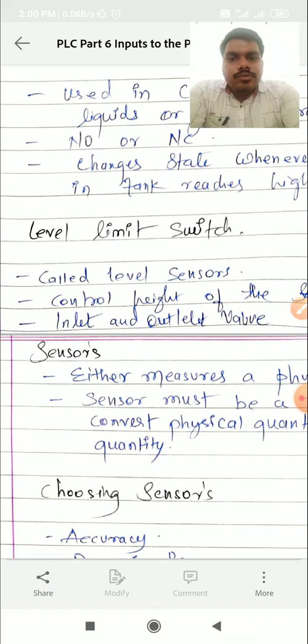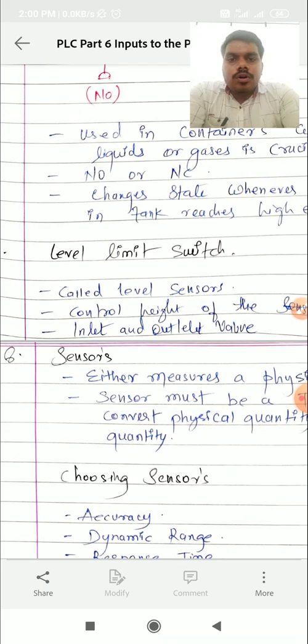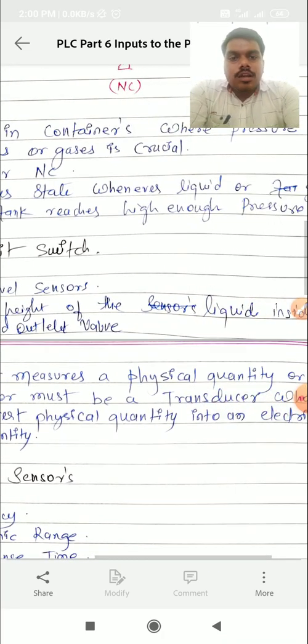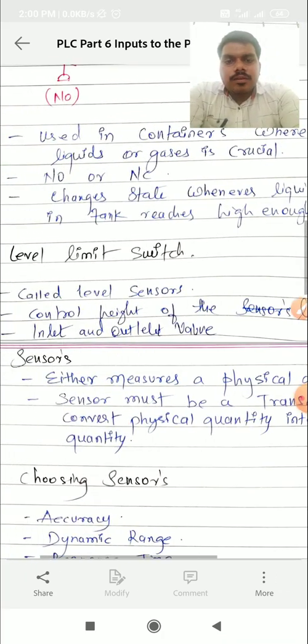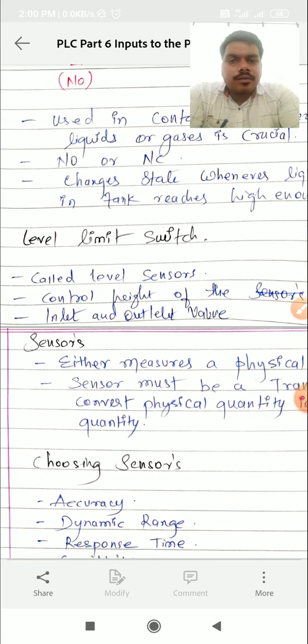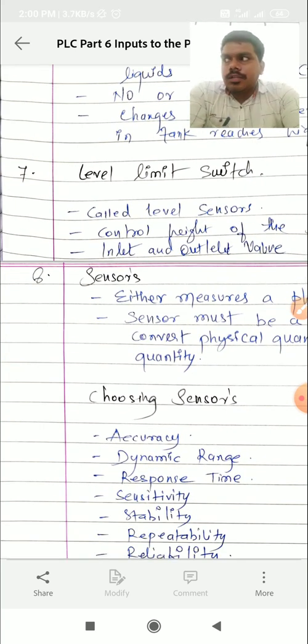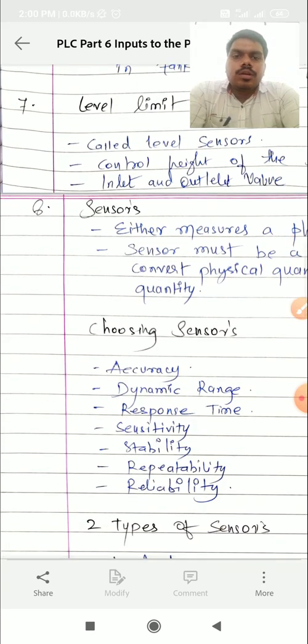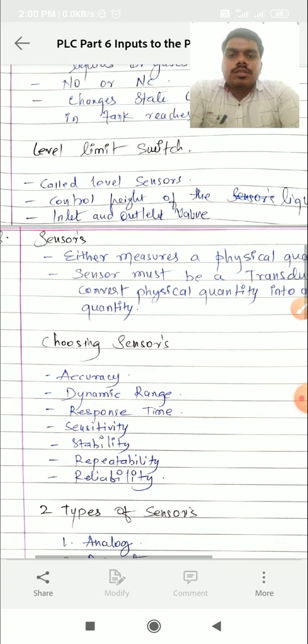Okay, the level limit switch, as the name suggests, is also called a level sensor. It controls the height of the liquid inside the container. If I am using this switch in a container, it will determine the height of the liquid. It is connected near the inlet and outlet valve, through which the liquid is taken in and the output liquid is taken out. So these are the switches.